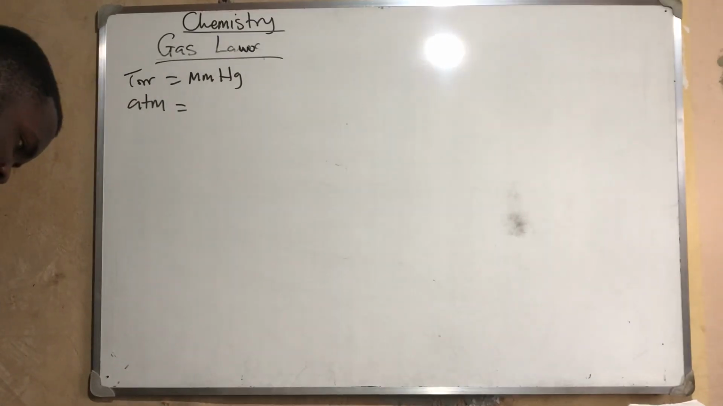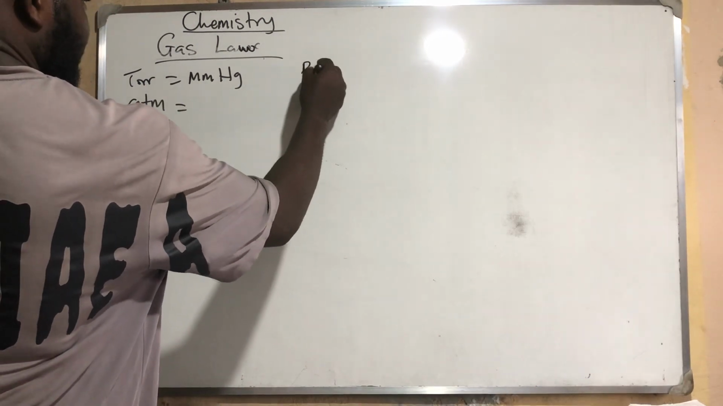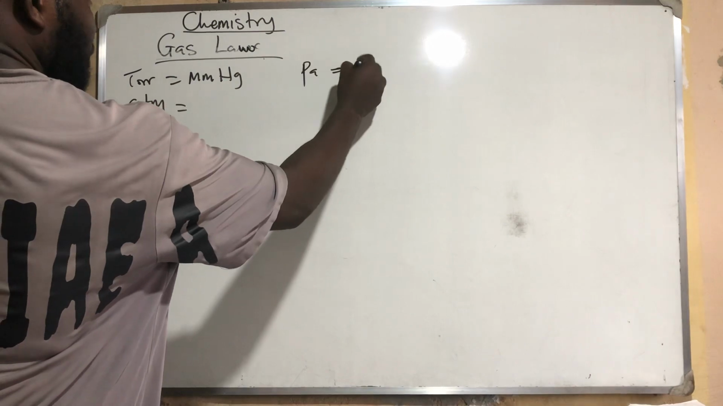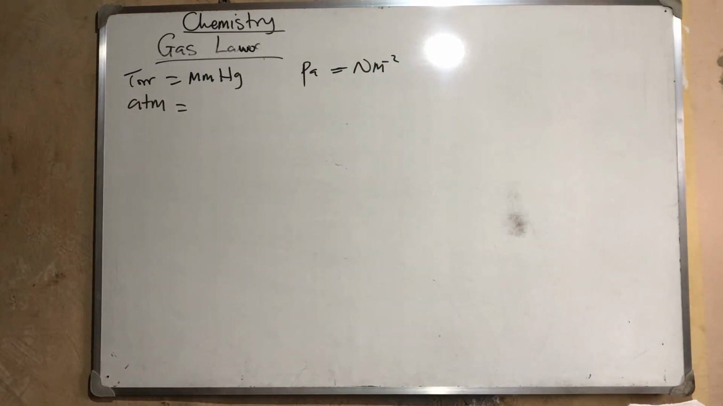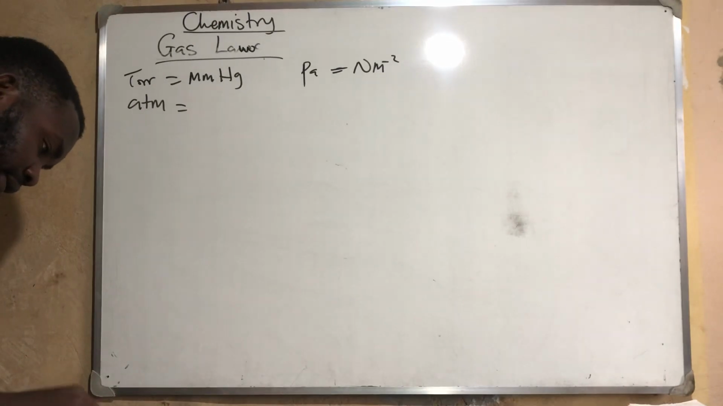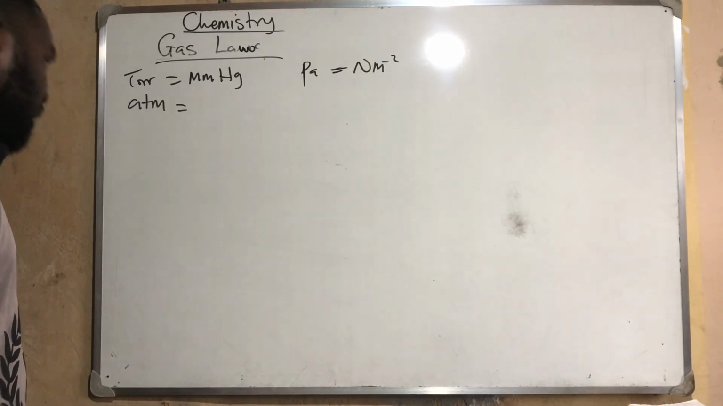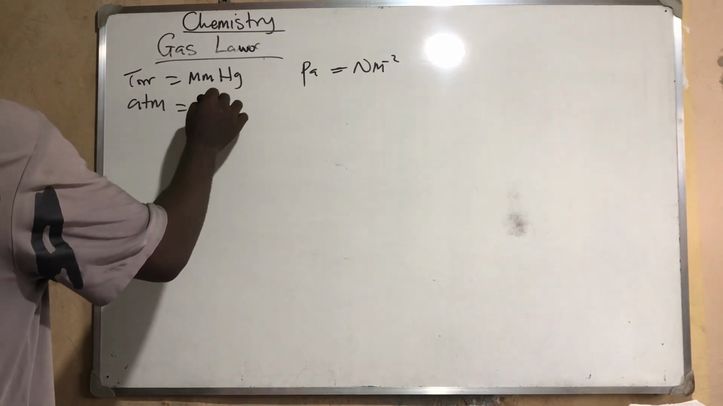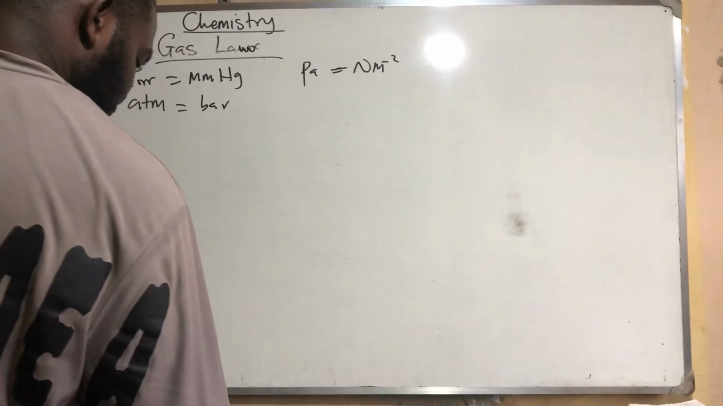Okay. ATM is the same thing as which one? Okay, Pascal. Don't forget the name Pascal. Pascal is the same thing as the normal SI unit that you know, that is Newton per meter square. The next one we need to know here is that ATM is bar. So if they don't use ATM, they will use bar.